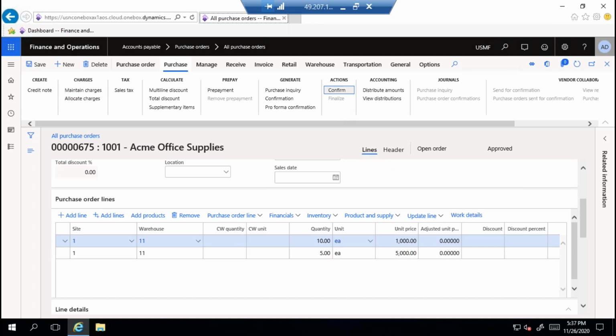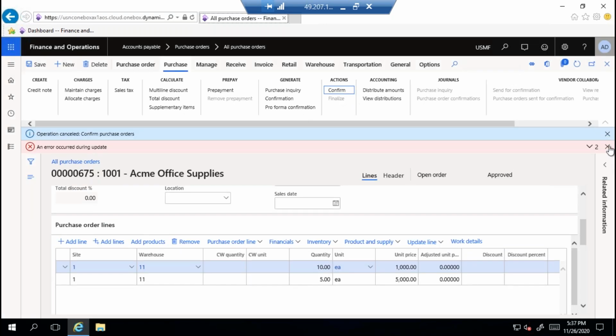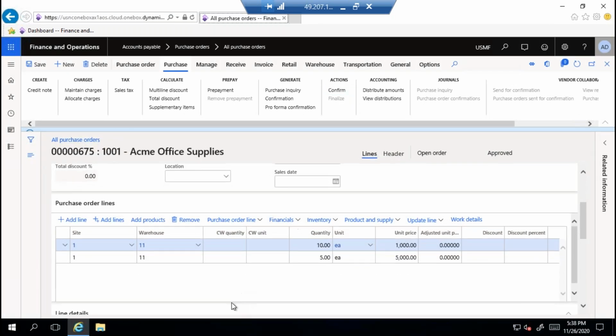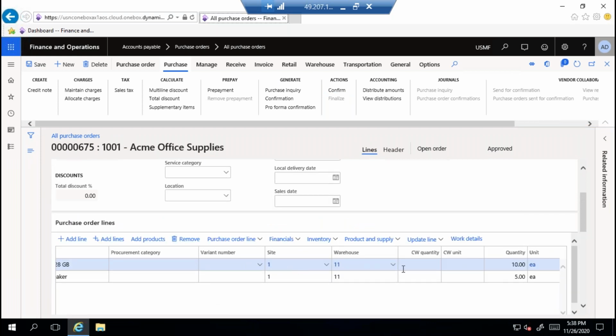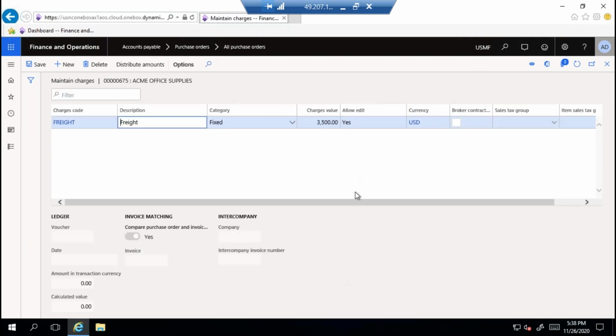Even if I'm trying to do a confirmation, the system will not allow it, because you have entered the transportation charges completely, but you have not allocated. In this example, assume these are washing machines, and these are iron almirahs. Then I need to update the cost price. Purchase price is fine, cost price needs to be updated. So the system is stopping me from proceeding further until and unless these charges are distributed between the lines.